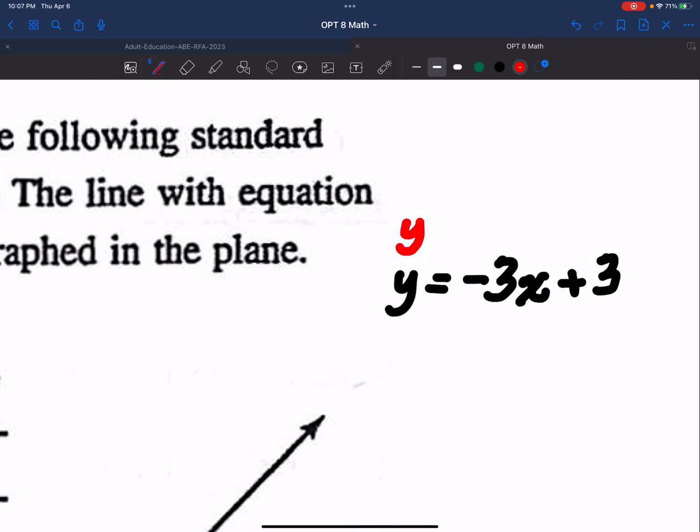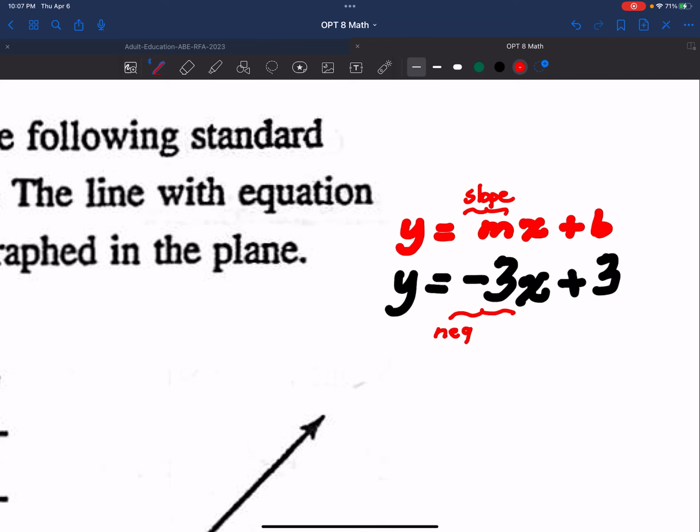Well, I recognize this as slope-intercept form, y equals mx plus b. That is a standard form for a linear equation. And what this means is that m, which is slope, corresponds to that negative 3 right there. So slope is negative 3.